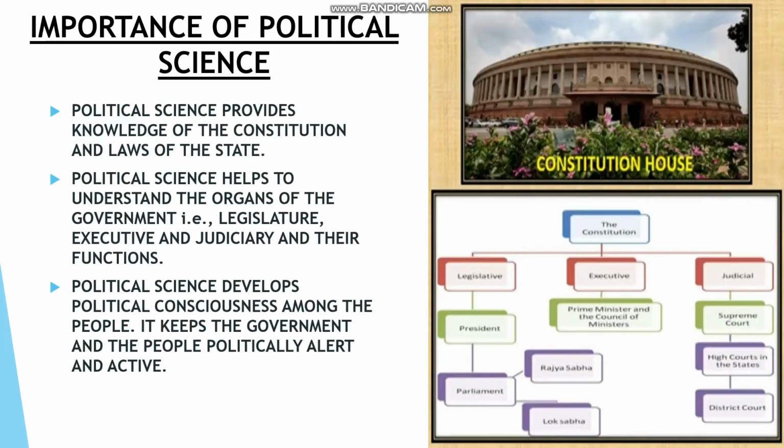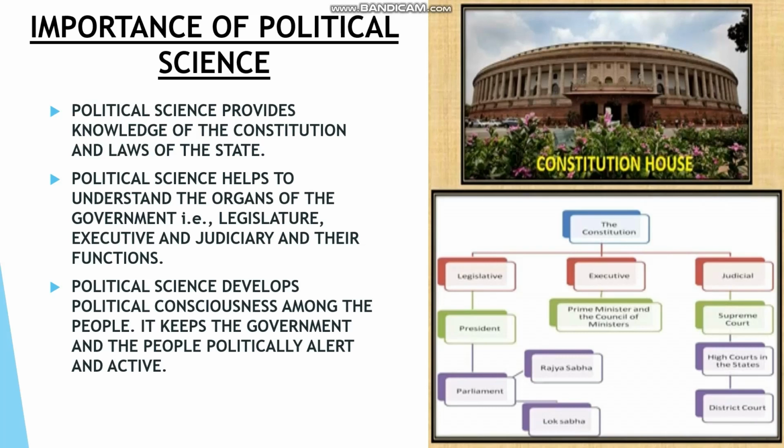Political science provides knowledge of the constitution and laws of the state. What do you mean by constitution? Constitution is the fundamental law of a country. So it provides the knowledge. If a person studies political science, he comes to know about the constitution, that is the fundamental law of the country. Next point is political science helps to understand the organs of the government.